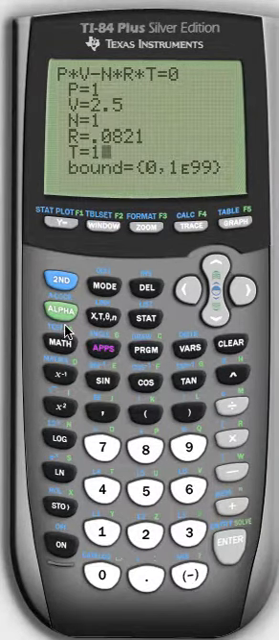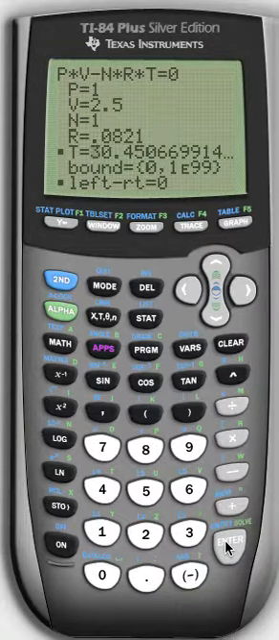Now, to make it search for an answer, I click alpha, and then enter, which is solve. It thinks for a little while, and then it spits out the value. And it turns out that 30.45 is the temperature you'd have to have, which is really, really cold. And that's how you work this.